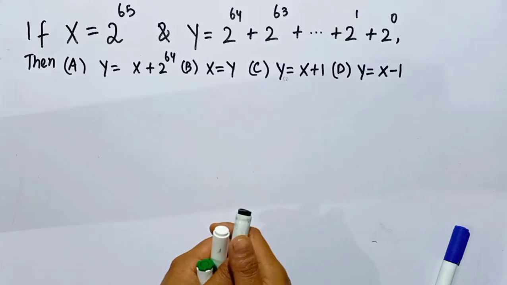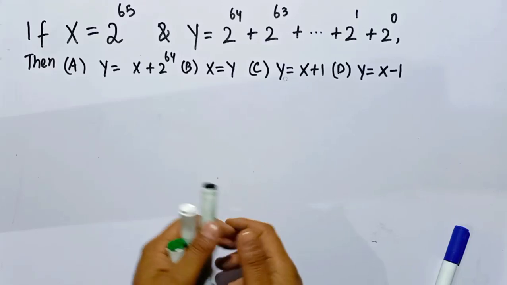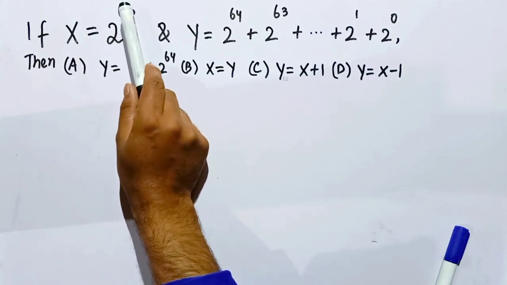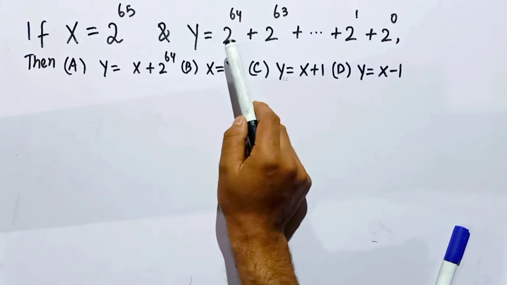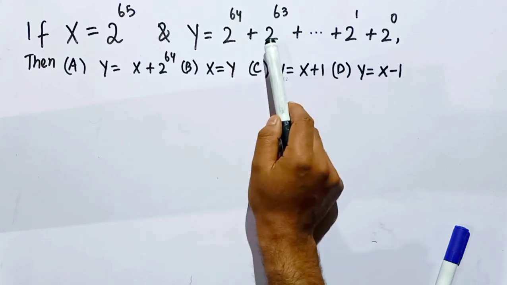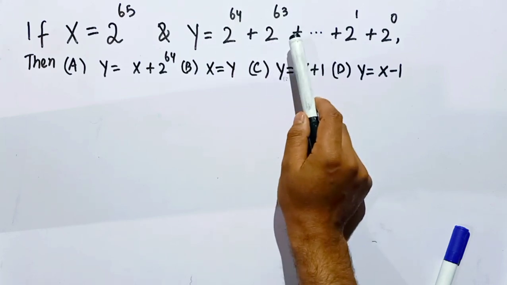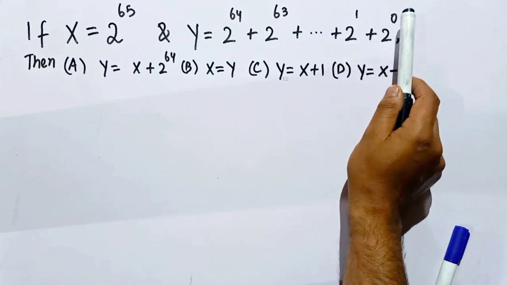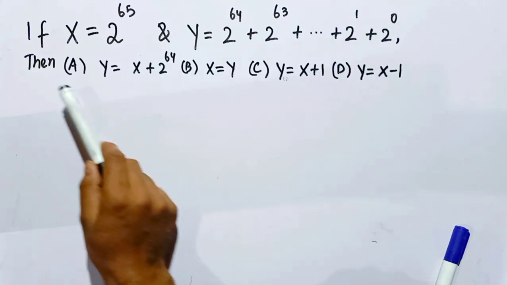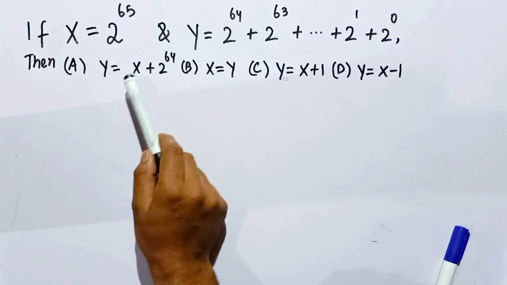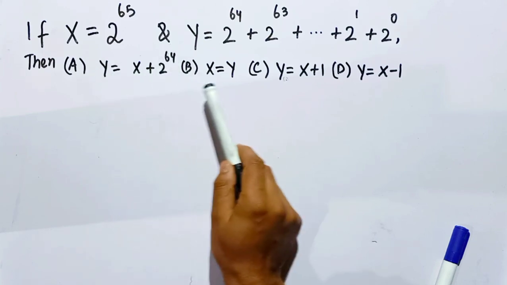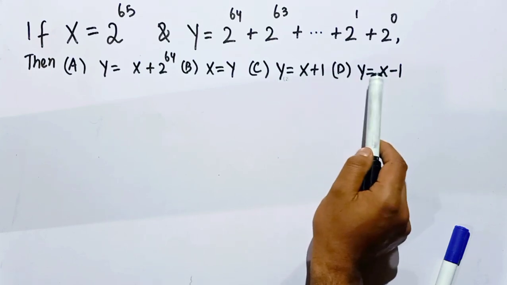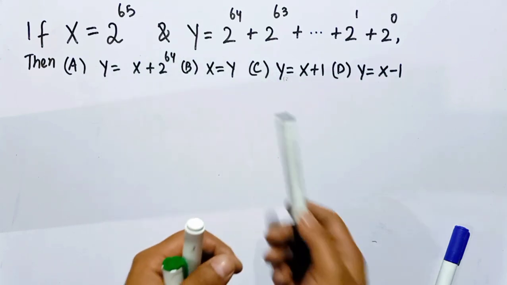In this video we will solve a problem on geometric progression. The question is: if x is equal to 2 to the power 65 and y is equal to 2 to the power 64 plus 2 to the power 63 plus so on up to 2 to the power 1 plus 2 to the power 0, then the options are given as: y is equal to x plus 2 to the power 64, x is equal to y, y is equal to x plus 1, or y is equal to x minus 1. We have to see which of the options is correct.